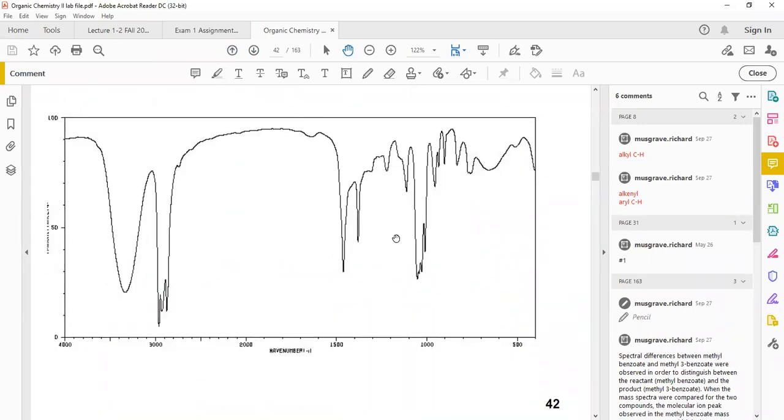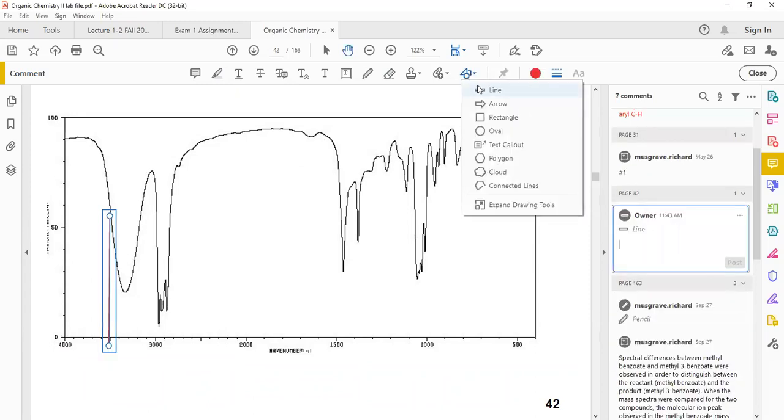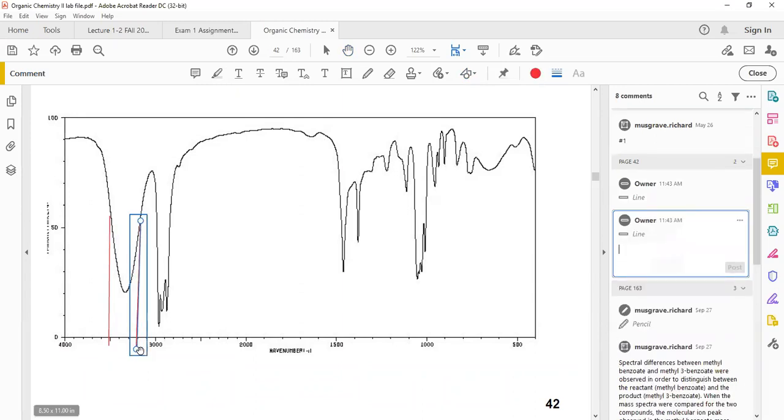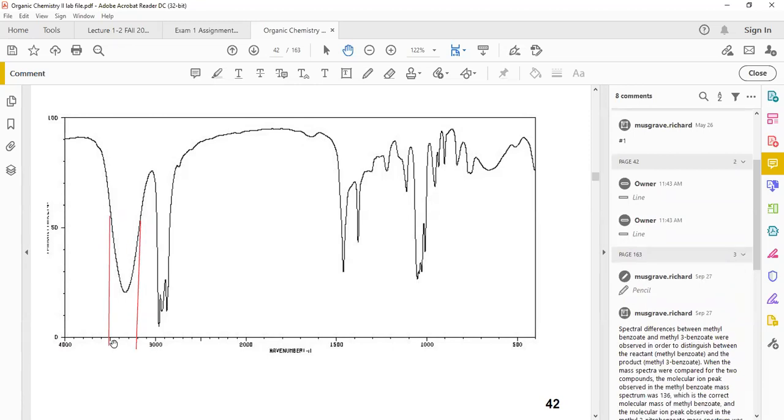Okay, let me check. Is everyone seeing the same thing that I'm seeing? Okay. This is an alcohol group. Definitely, this one is an alcohol group. When we do the lines here, look at this one. Let me put another one here. They start exactly at 3200 and go to 3500. So this one is a very good alcohol absorption band, okay?